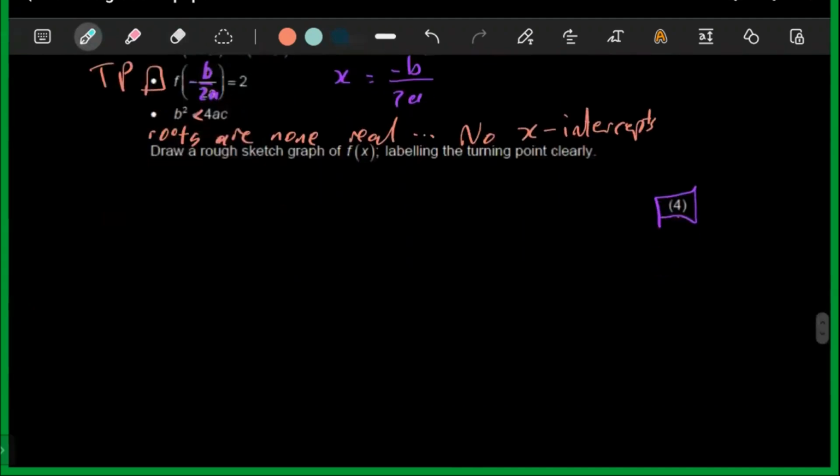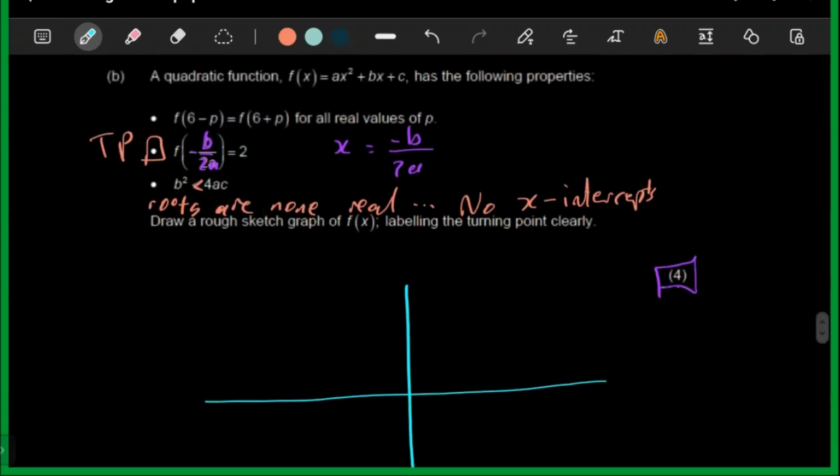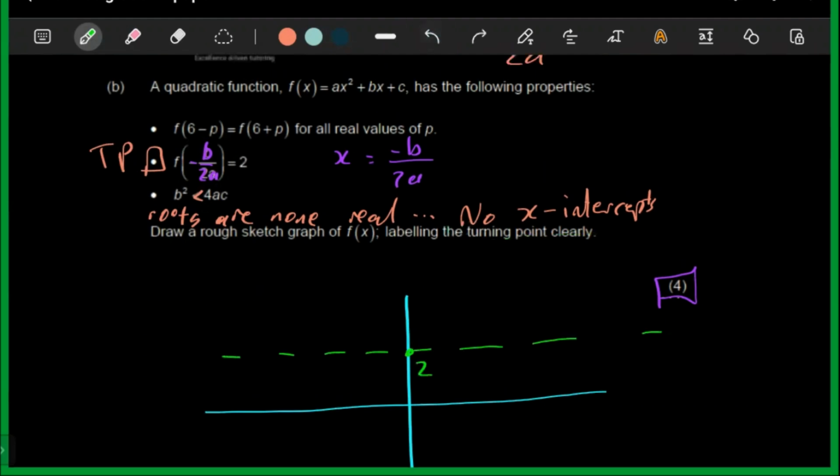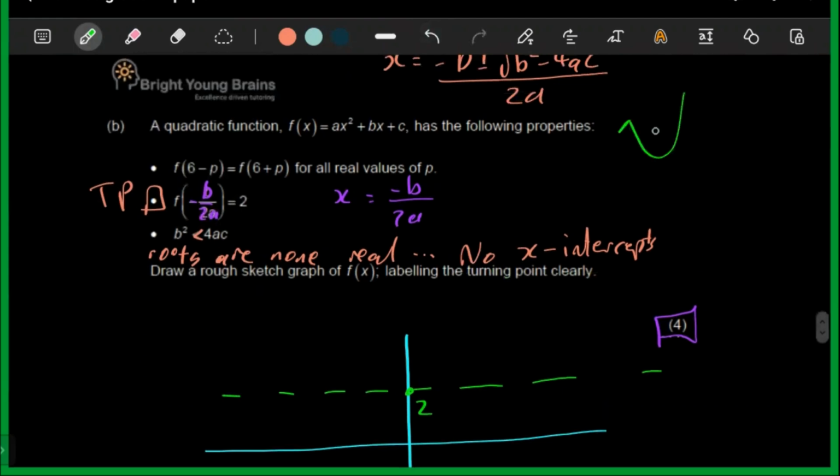So drawing a rough sketch, that's kind of interesting. So this is saying the y value is a 2. So if the y value is a 2, right, or the turning point is at positive 2, and our graph has no x-intercepts, it means that our graph has to be smiling. You see?